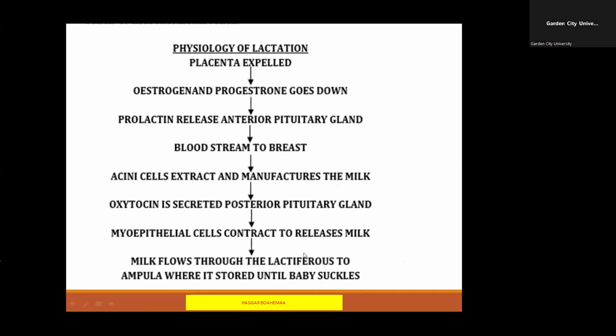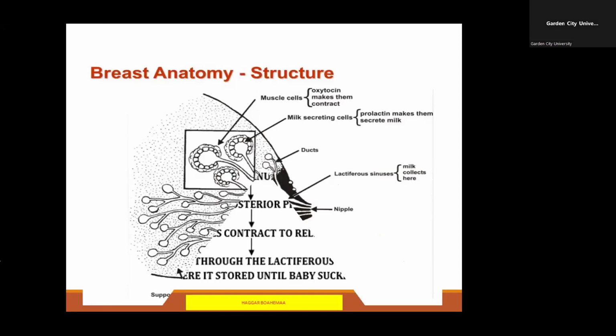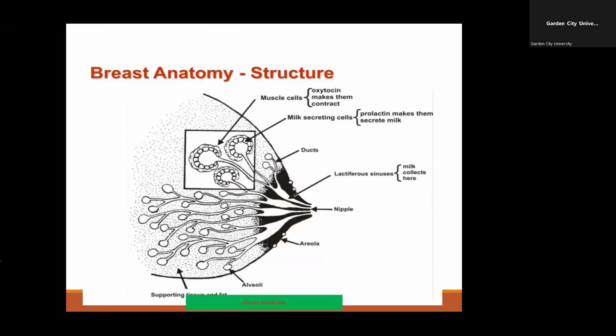Now, let me quickly show you an image, and then I'll go. There we have two stages. Stage one is the production of milk. So the moment the placenta is delivered or expelled, the placenta is no more there to produce estrogen and progesterone. So their level will go down, and that will enable the anterior pituitary gland to release prolactin. Now, the prolactin will be released into the maternal blood.